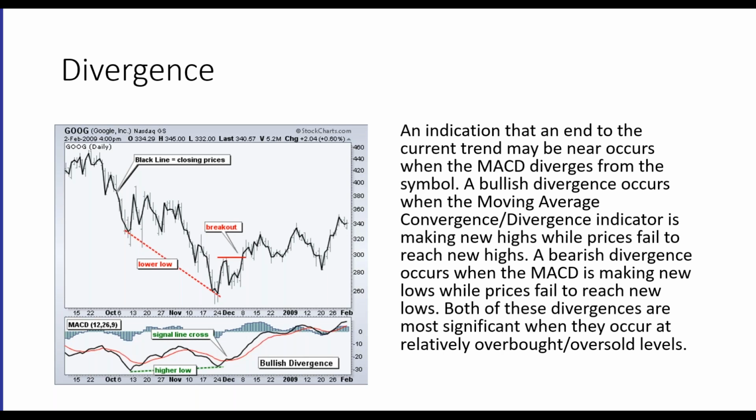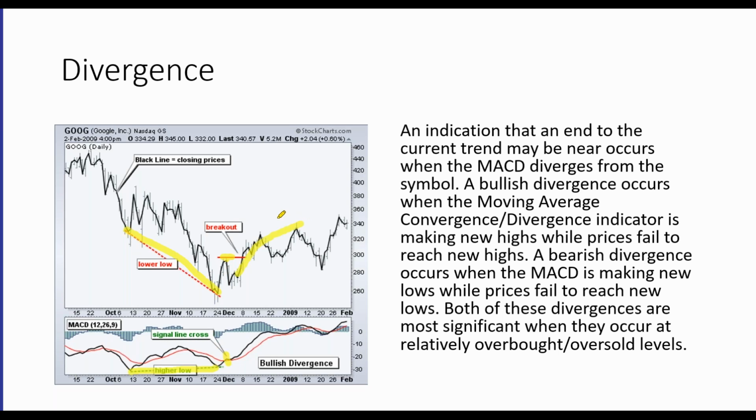An indication that an end of the current trend may occur is when the MACD diverges from a symbol. Now, divergence occurs when we see that the MACD line is making higher lows while price itself is making lower lows. So what we see is the indicator is moving on an upward value while price is moving on a downward value. When we get the crossover, it's giving us a signal for a breakout, and combine the divergence with the breakout, the crossover, it's giving us a very bullish signal.